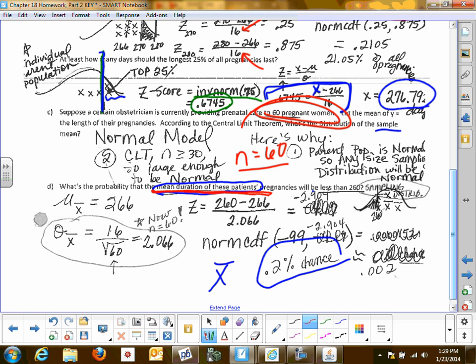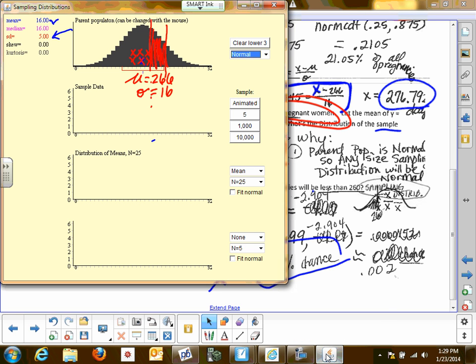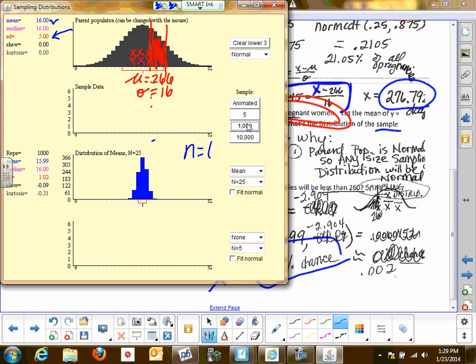Okay, so let's read what this one's asking. According to the central limit theorem, what will the distribution of the sample be? What shape will this drop-down distribution be down here? This one's going to be down here with samples of size 60. It'd actually be even a little better looking than that one.